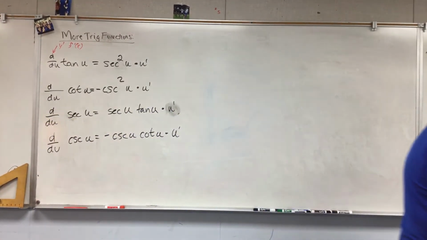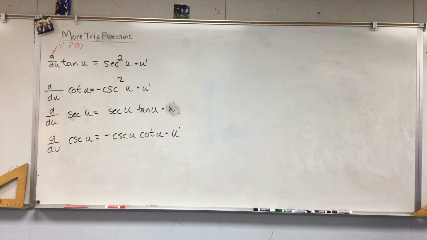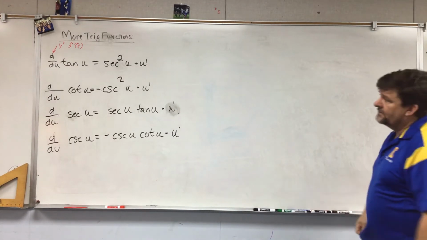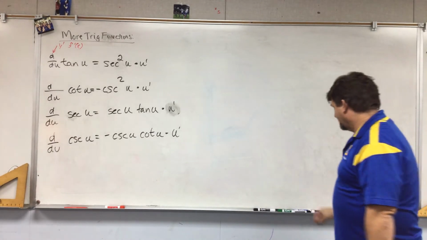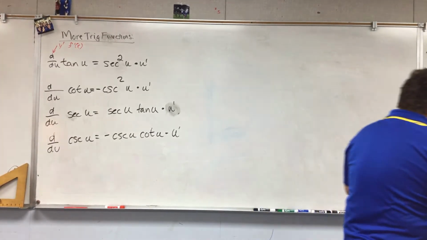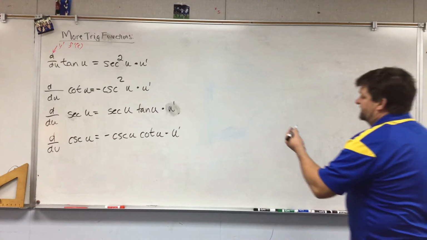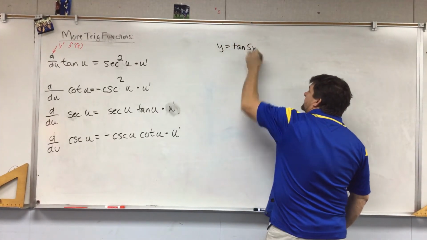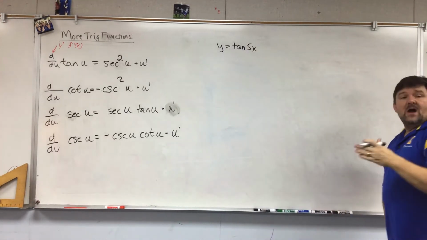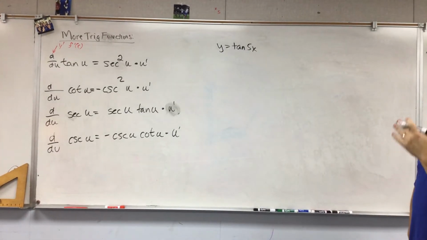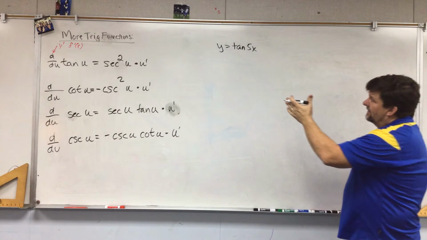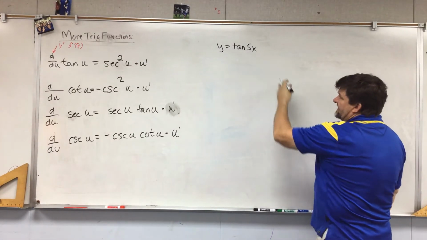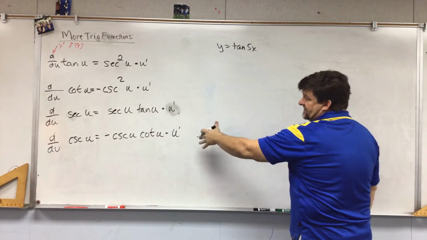All right, let's tackle our first one. How to get my brain wrapped around it here. All right, so let's just tackle a tangent. If we're given y equals the tangent of 5x, I'm not going to worry about doing the u and u prime thing for these. We're going to need it for some of these other ones.